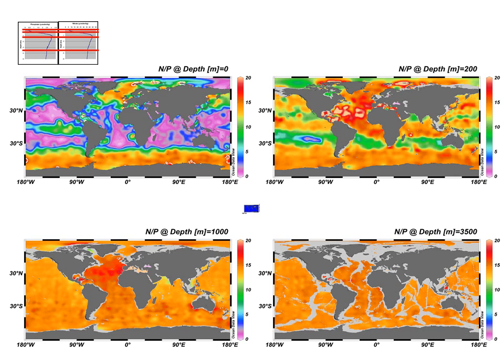Okay, so if we look at a little bit more detail now, this is the nitrate to phosphate ratio. This is the thing that should always be 16:1. If we actually look at the surface, top left is the nitrate to phosphate ratio in the surface ocean. So that should be 16.